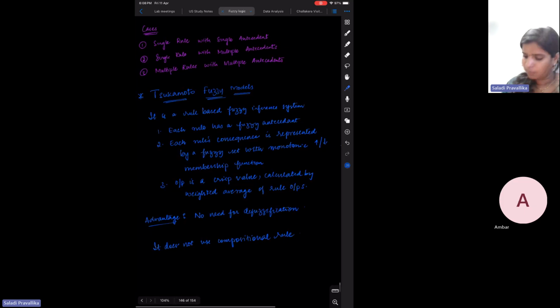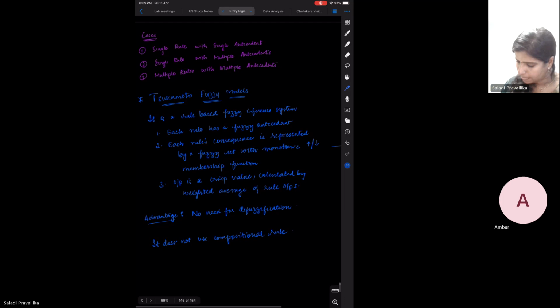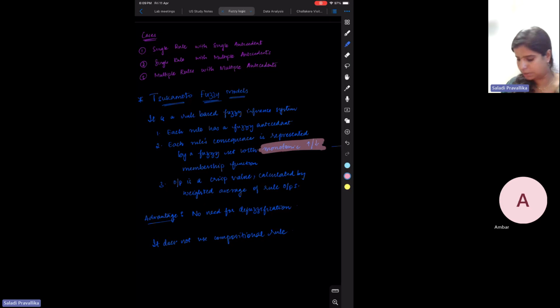Basically the Tsukamoto fuzzy model is a rule-based fuzzy inference system just like the other two. But the main catch is that the consequent of each fuzzy if-then rule is represented by a fuzzy set with a monotonic membership function. So it is either increasing or decreasing. It's not both, it's either one of them. That is something that you all need to remember.